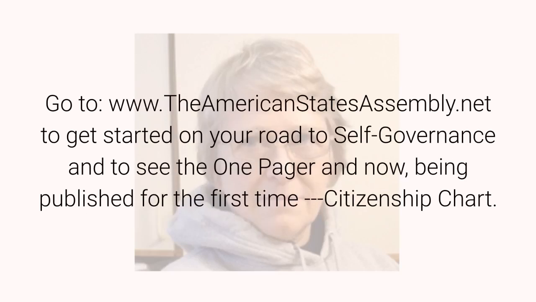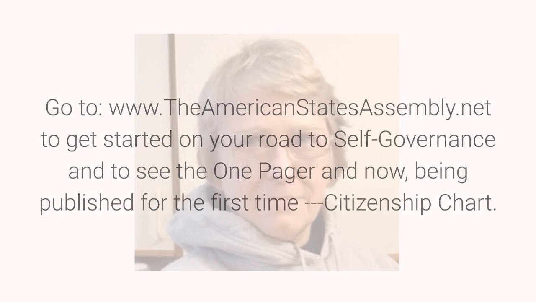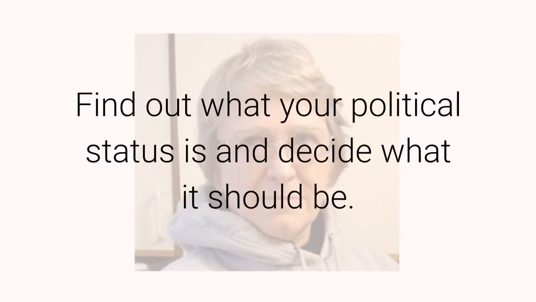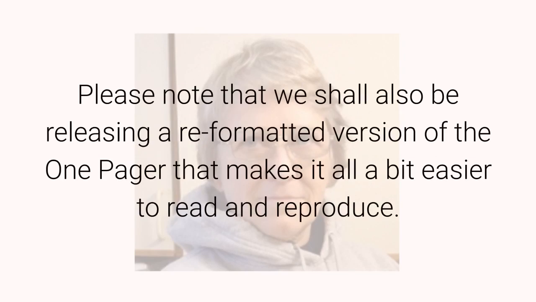Go to www.theamericanstatesassembly.net to get started on your road to self-governance and to see the one-pager and now, being published for the first time, citizenship chart. Find out what your political status is and decide what it should be. Please note that we shall also be releasing a reformatted version of the one-pager that makes it all a bit easier to read and reproduce.